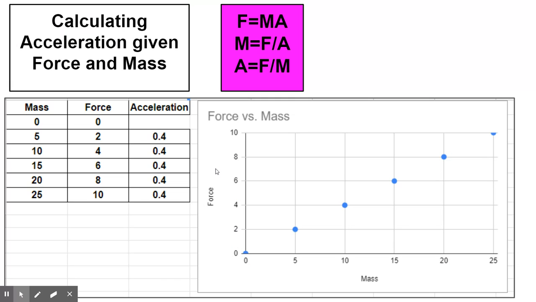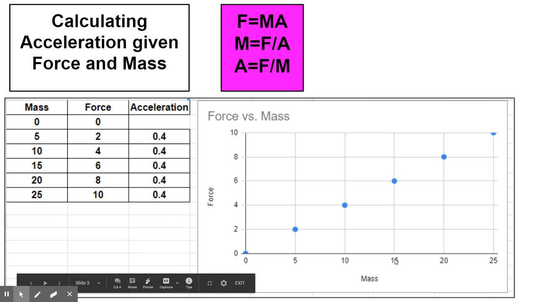You're also going to have to calculate some acceleration given some forces and masses. The issue is, however, I think on the test, it's not going to give you a table like you see here on the left. It's just going to give you a graph and ask you to determine what the acceleration was. So if the line is straight, the easiest way to determine acceleration is pick any point on the line. So we're going to choose this one right here. This one has a force of 6 and a mass of 15.